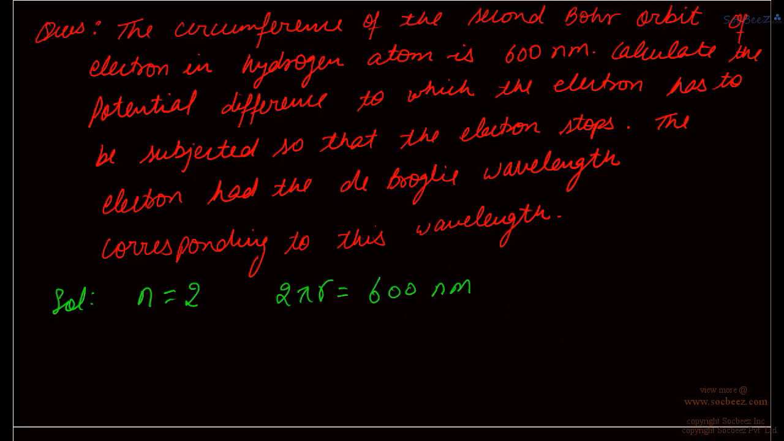Calculate the potential difference to which the electron has to be subjected so that the electron stops. That particular electron has some kinetic energy. So what should be the value of potential difference so that if we apply it, the electron acquires that much energy that it stops, or loses that much energy. Well, so that the electron stops, the electron has the de Broglie wavelength corresponding to this wavelength.